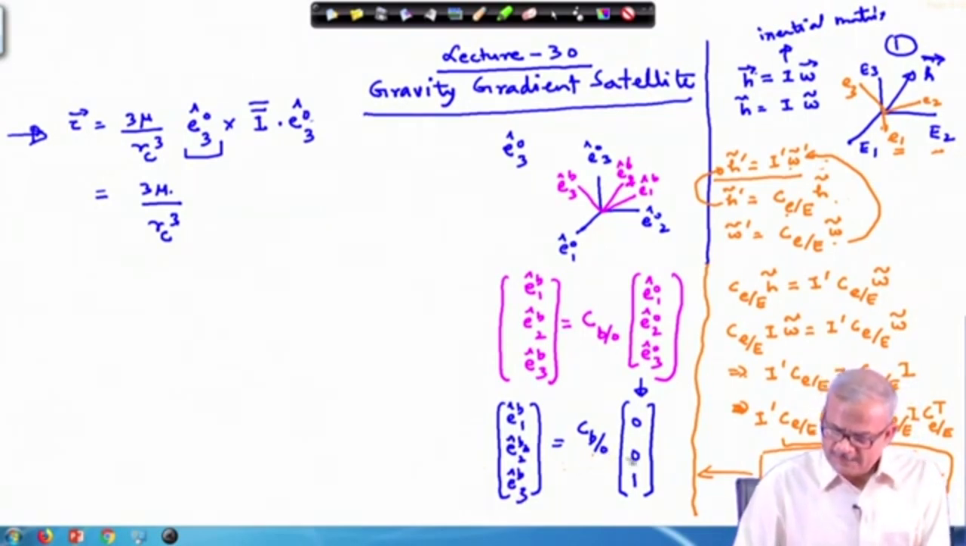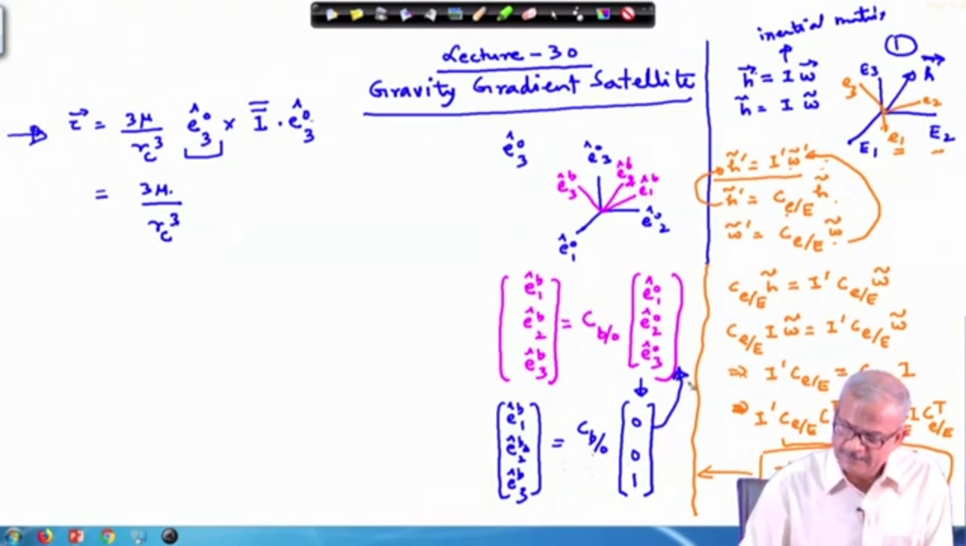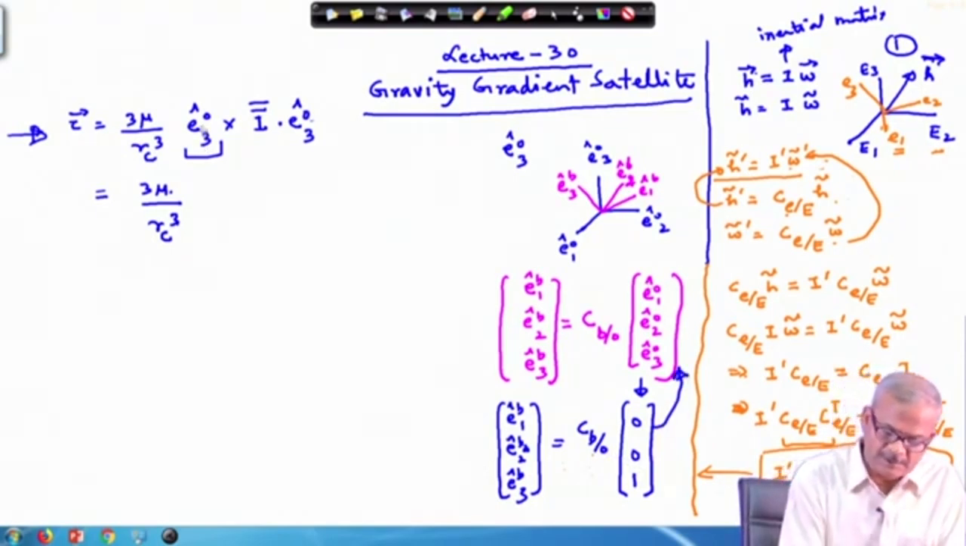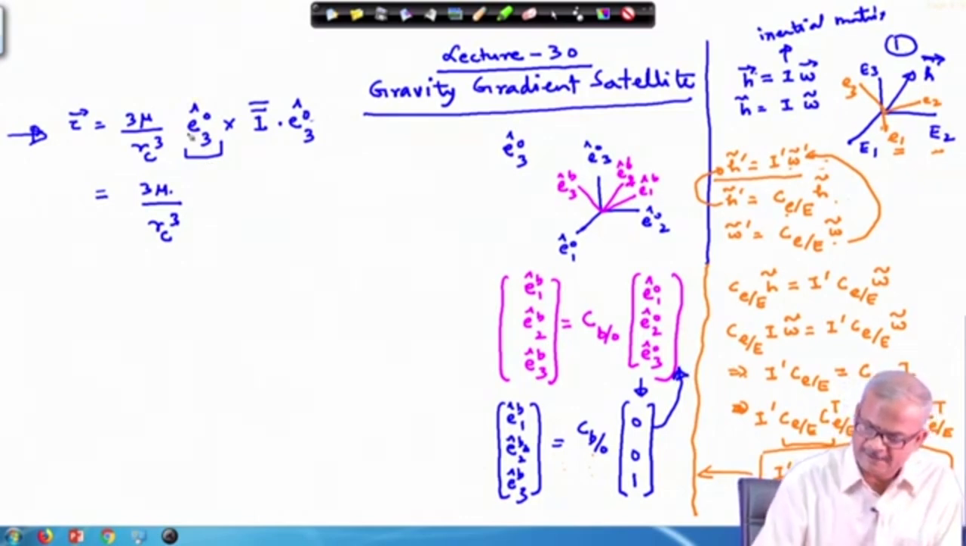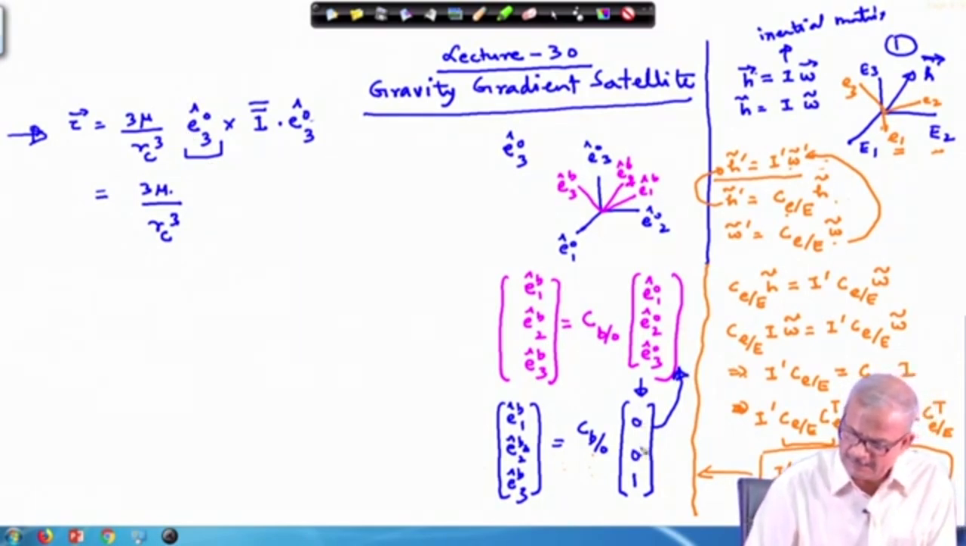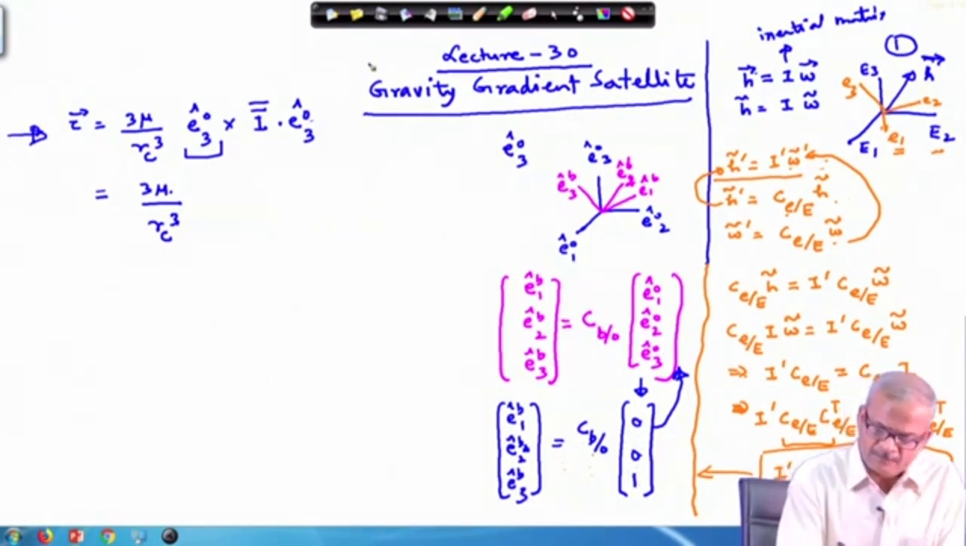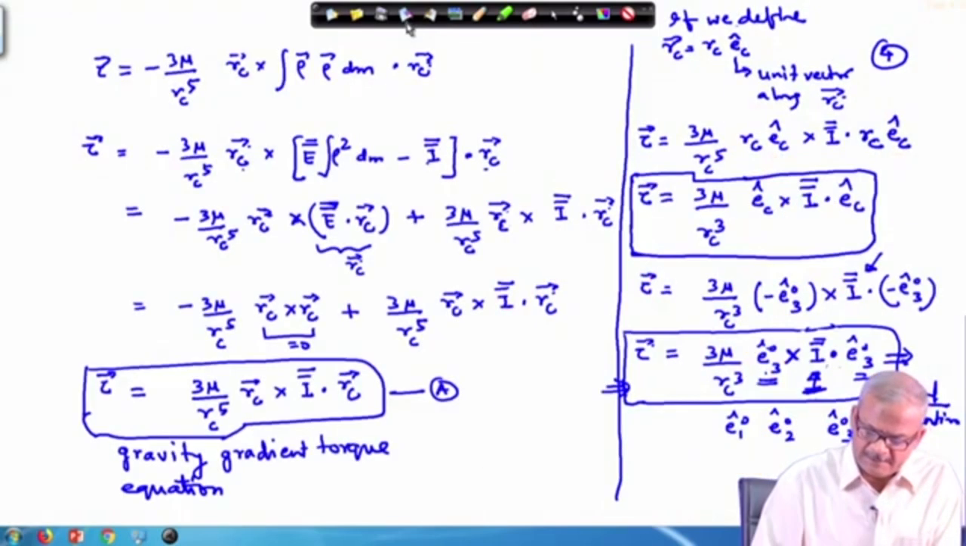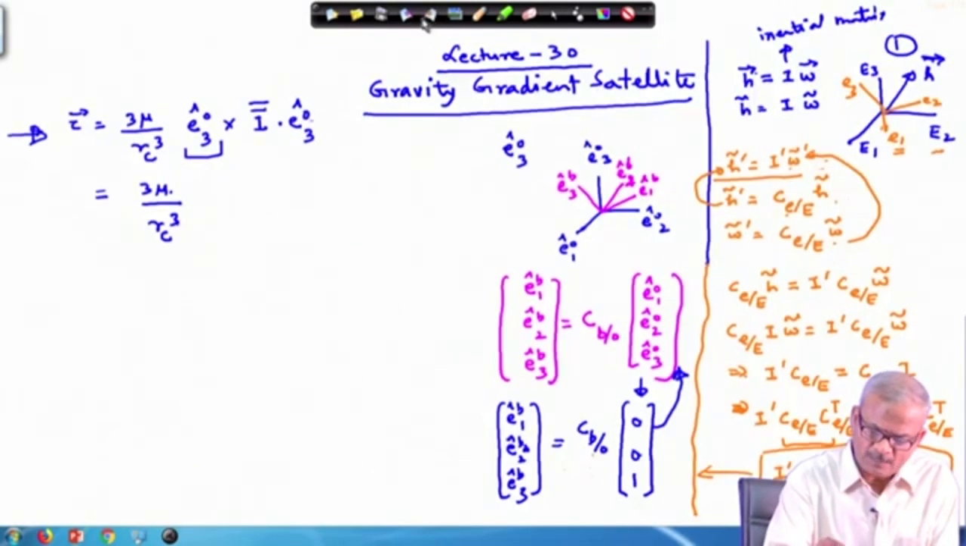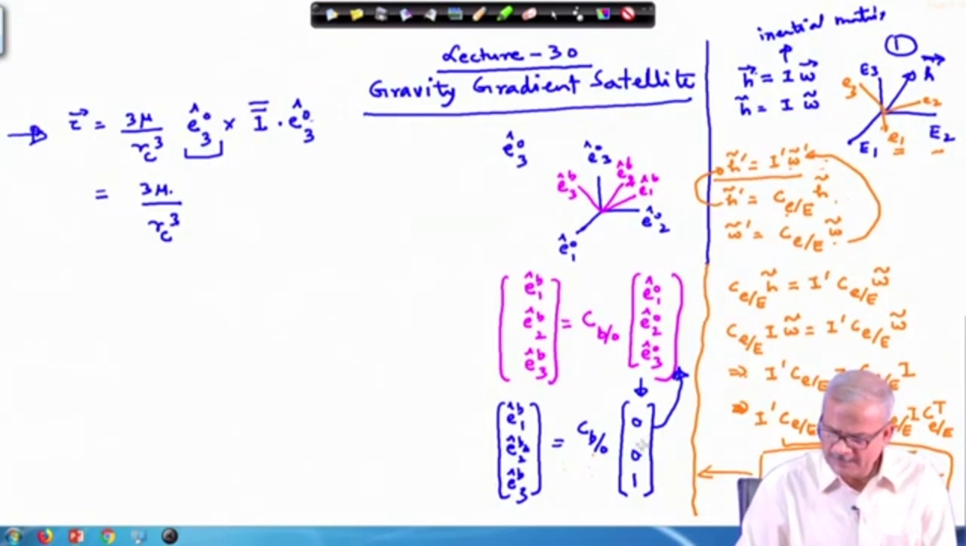So, this implies that this vector is nothing but this vector, because this quantity is only along the third axis. The other quantities will vanish. This is written in matrix notation, and this is the vectrix notation. And here, the same way, once we are dealing with this, we do not want to mix things up.